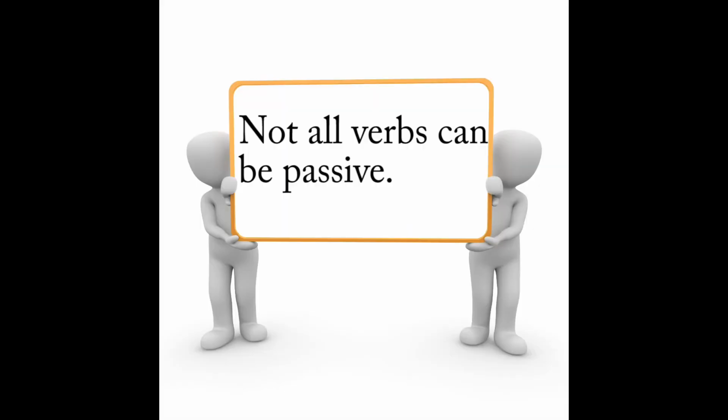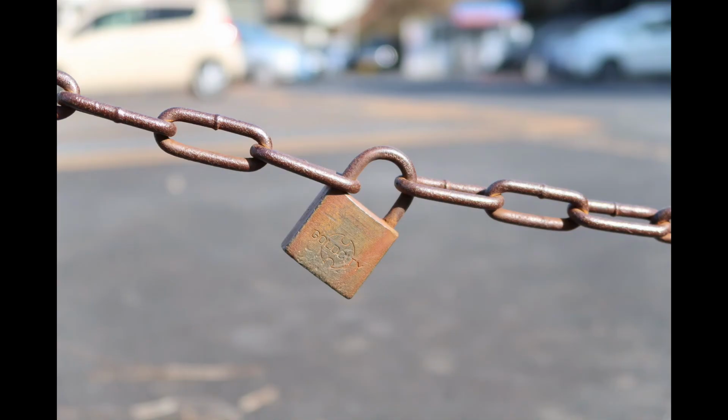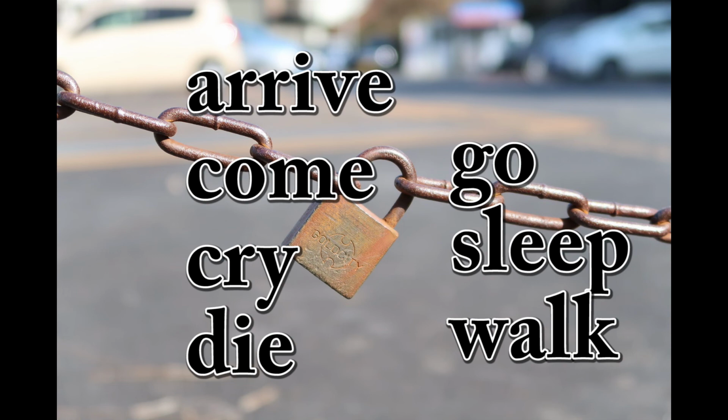Be aware that not all verbs can be changed to the passive voice. So some verbs, which are called intransitive verbs, cannot be changed. We'll be talking about those in future lessons, so stay tuned for that. Some examples of intransitive verbs that cannot be used in passive are arrive, come, go, cry, sleep, die, and walk. Those are verbs that cannot take an object, right? You cannot arrive something, right?